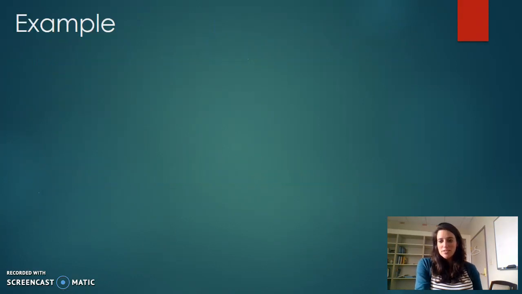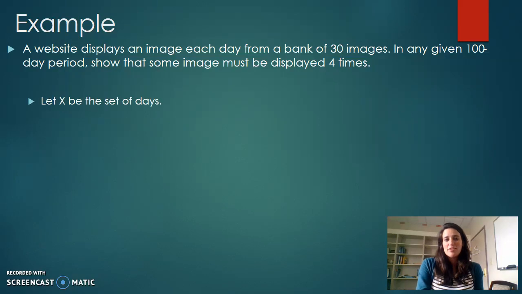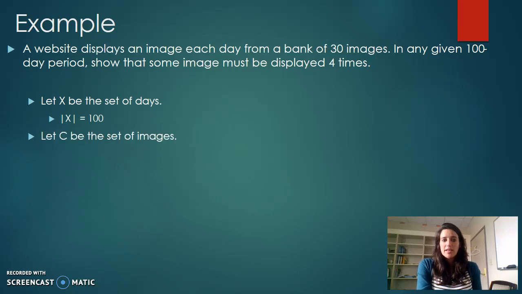So let's make sense of this with an example. A website displays an image each day from a bank of 30 images. In any given 100-day period, show that some image must be displayed 4 times. So we're going to let X be the set of days. We are looking at a 100-day period, so the order of X is 100. And let C be the set of images. We have 30 images in the bank, so the order of C is 30.